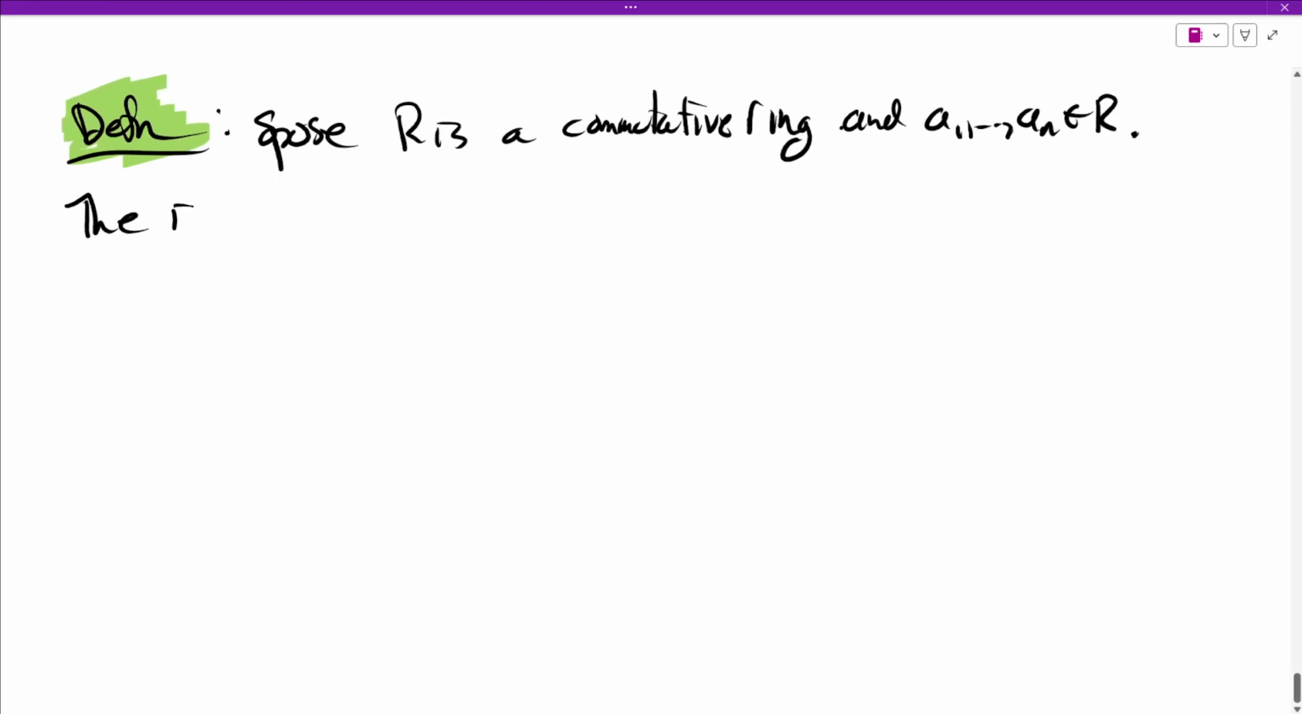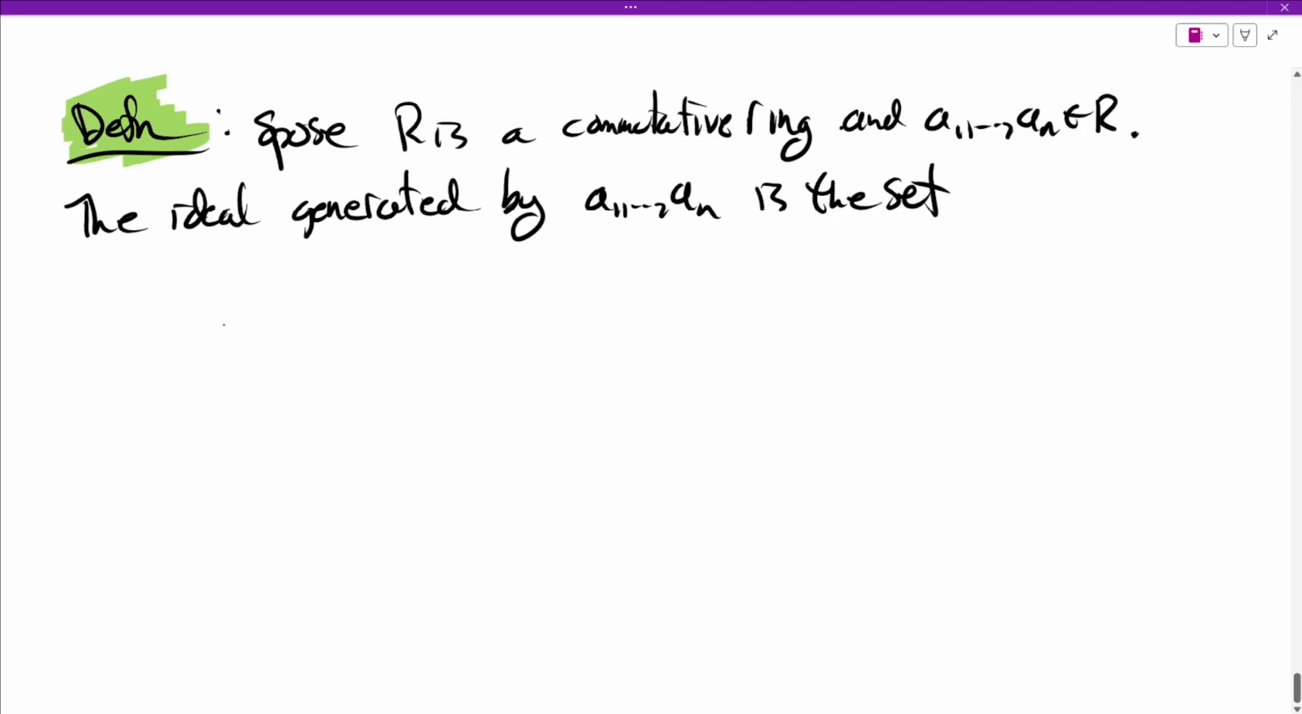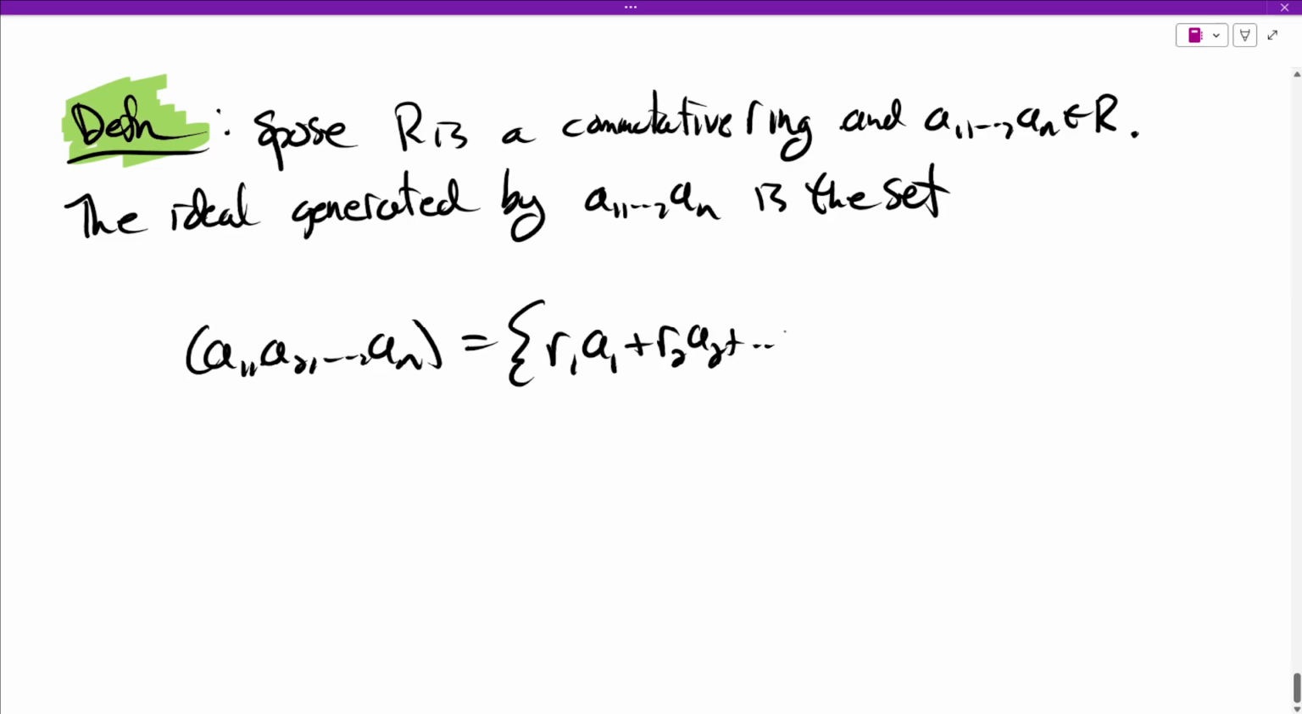Then the ideal generated by these generators, A1 through AN, is the set (A1, A2, ..., AN). So we just put them in a list and then put parentheses around the list. And it's the collection of all R-linear combinations of the A's. So the R's can be any element of our ring.